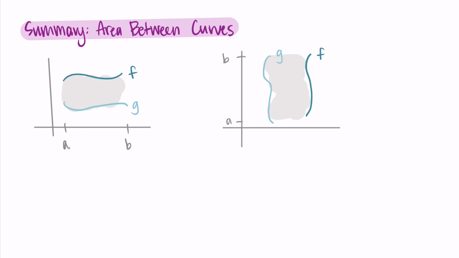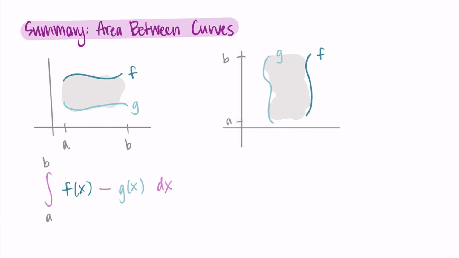So when we do this, we're going to set up an integral. That's our whole goal, is to calculate this area using tiny little infinitesimally small rectangles that we add up using an integral. And so for the first case, we're going to use the integral from a to b of f of x minus g of x dx.